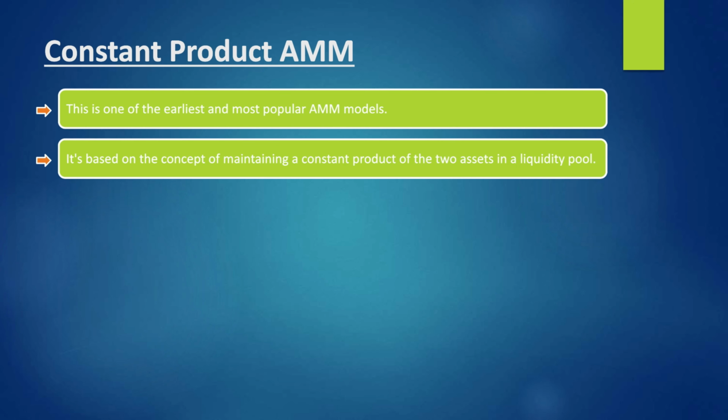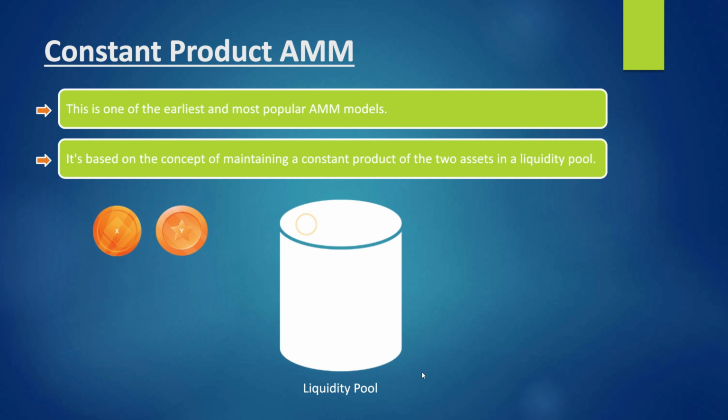Now, the constant product AMM model is one of the earliest and most popular AMM models, and it is based on a very simple concept. The concept is that it needs to maintain a constant product between the two assets that are in the liquidity pool. So let's say these are our two tokens, X token and Y token, and this is our liquidity pool.